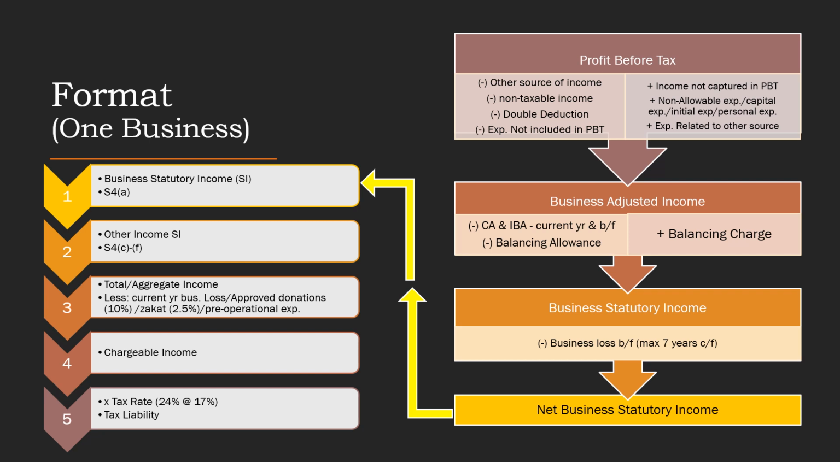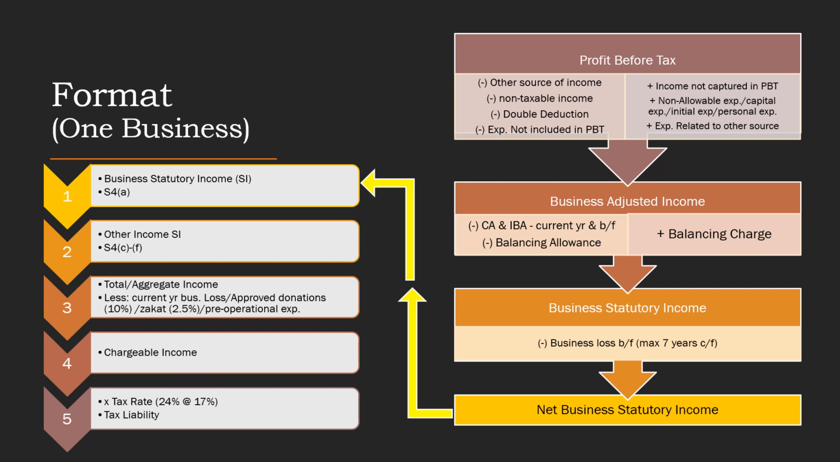And next is non-allowable expenditure, capital expenditure, initial expenditure, personal expenditure, which has been deducted to arrive at the profit before tax. Therefore, in income tax, you need to add back those not allowable expenses to the profit before tax. Okay, and also expenses related to other source, which has been deducted, we need to add back as well, and then we will deduct later under other sections, section 4C or D.